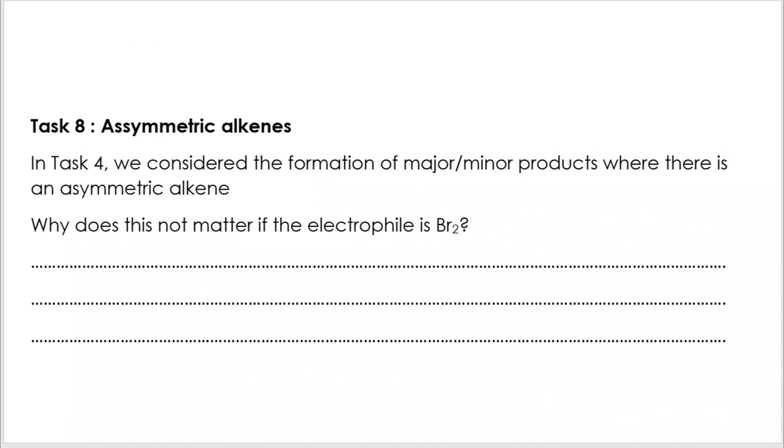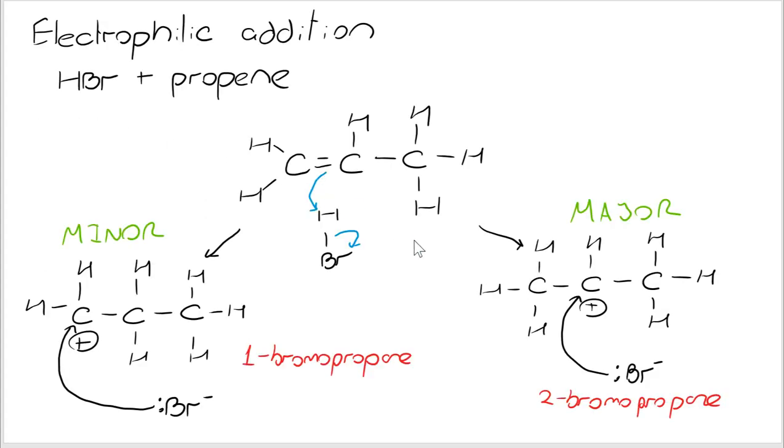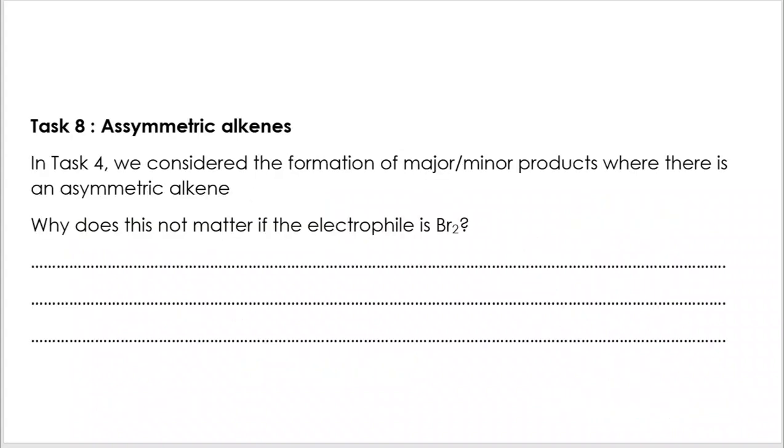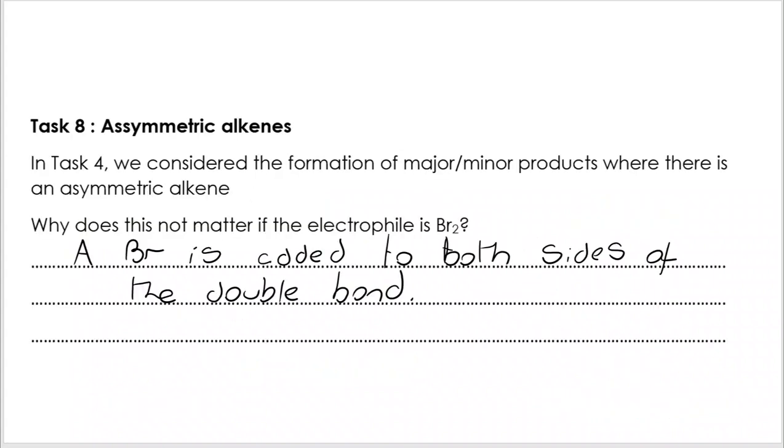But if I'd done that with Br2, why would it not matter? And if I go back to this mechanism, if we consider if I'd had a Br and then added a Br, or if I'd added a Br and then added a Br, they would both come out as 1,2-dibromopropane. So you're adding a Br to both sides of the double bond. So we're not going to get any difference at all.